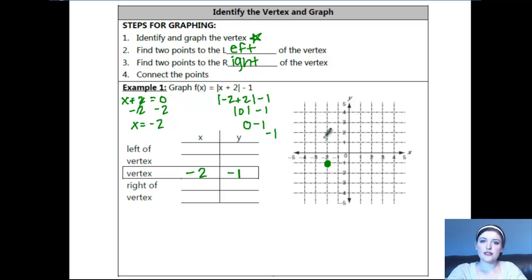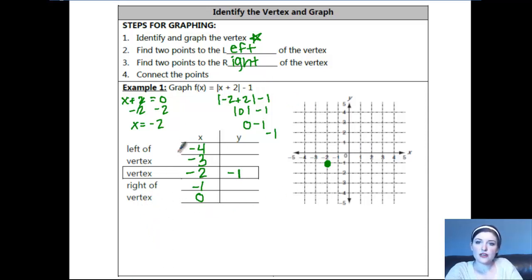Then I find 2 points, 2 x values to the left of the vertex. So if my vertex is going to be on this line, the next x value to the left is negative 3. And the next one after that is negative 4. And then I find 2 points to the right of my vertex. The first point to the right is negative 1, and the second x value to the right is 0. So now I'm going to plug in these values to my absolute value equation to find what their y values are so I can graph them.